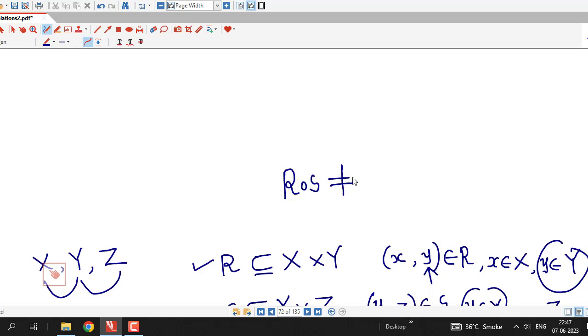We will see that R composite S and S composite R may be different. They are not always equal. So this operation is not commutative. R composite S and S composite R are not always equal.